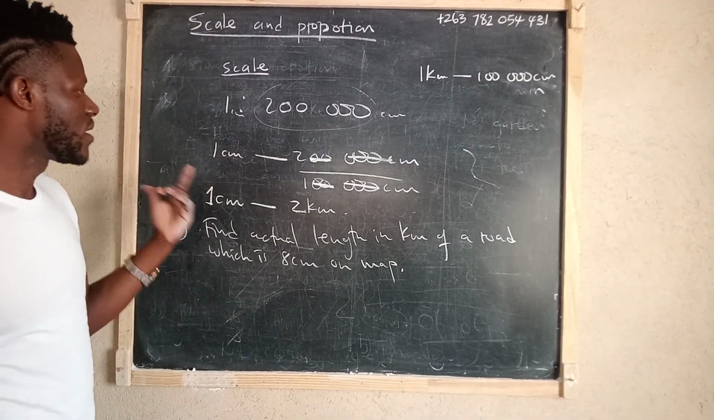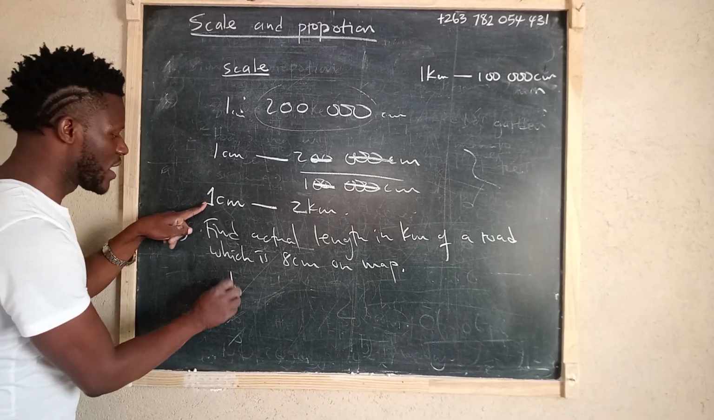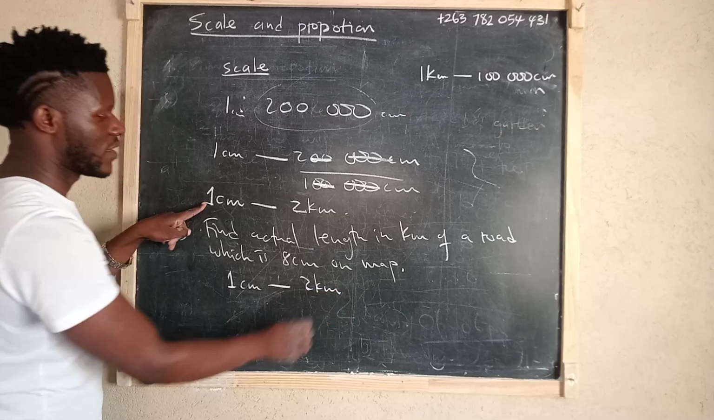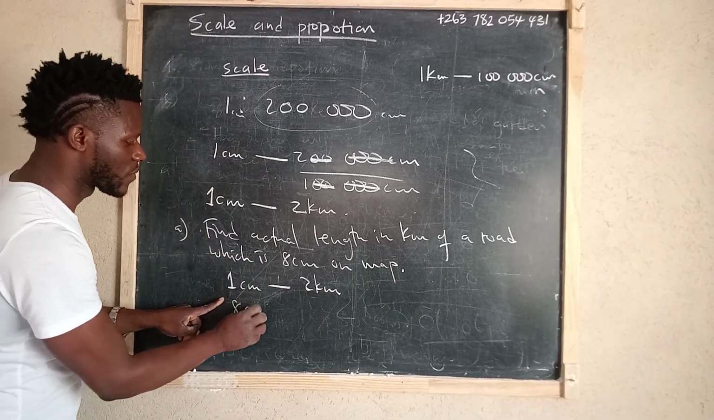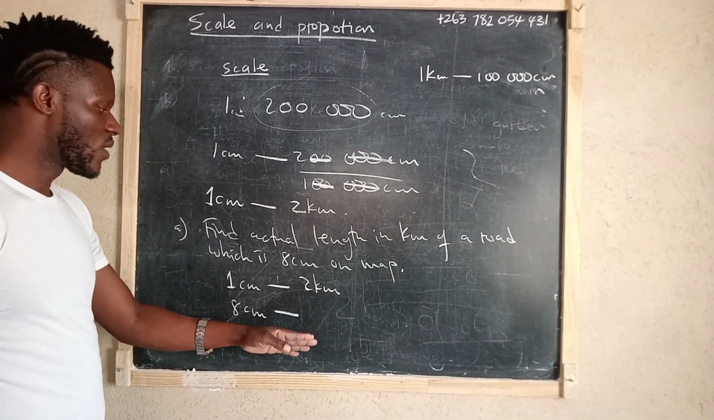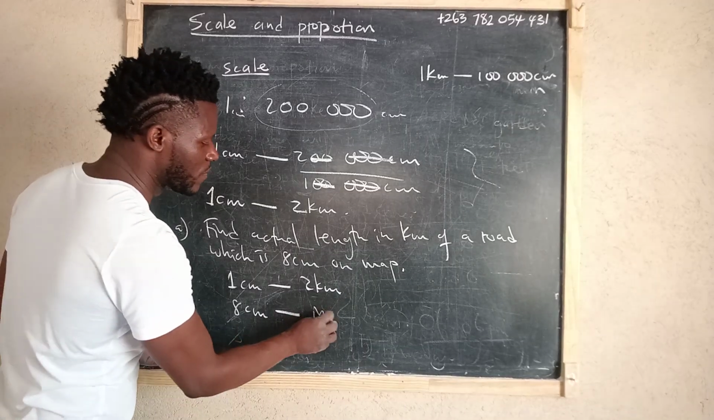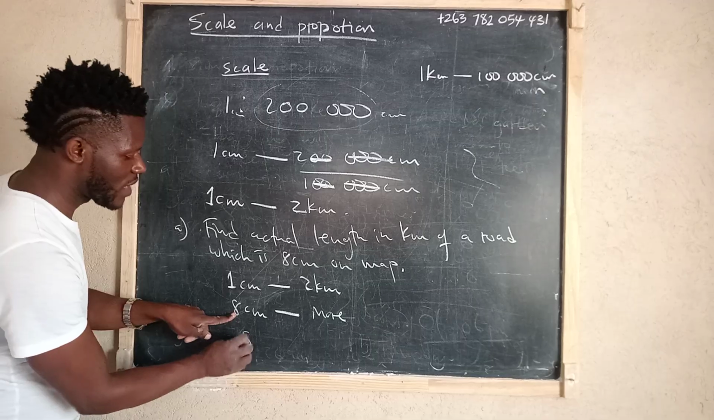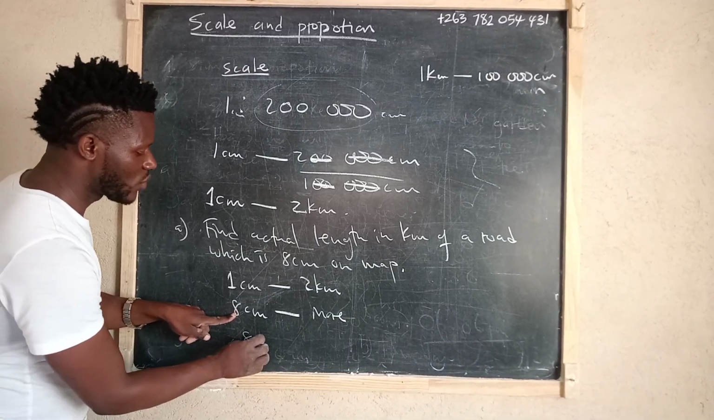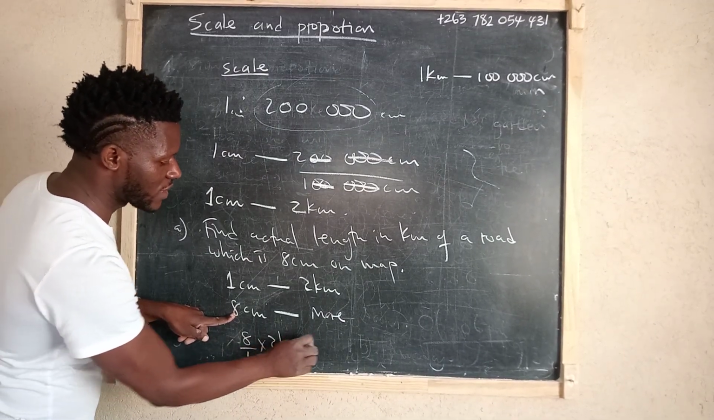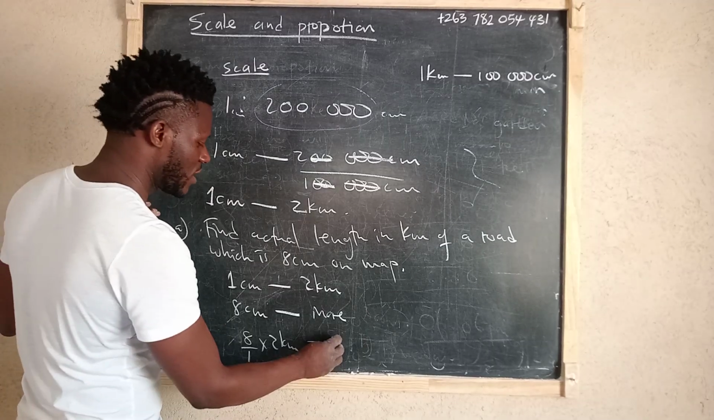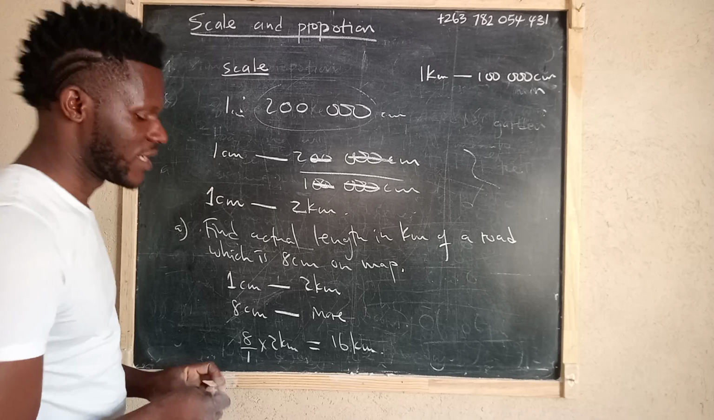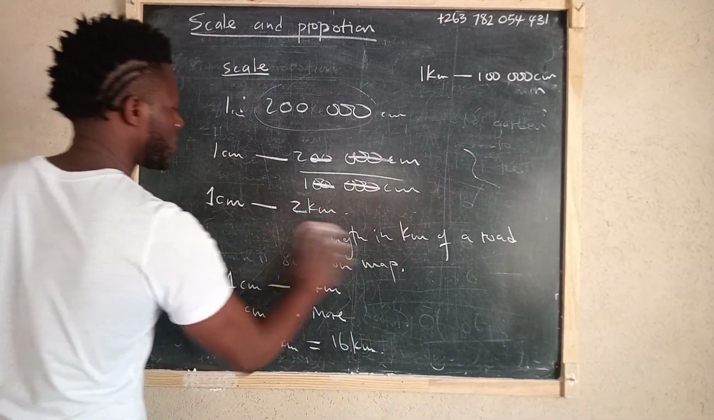Now you are using simple proportion using this scale. If 1 centimeter is representing 2 kilometers, then 8 centimeters will be representing more. If you want more, put the bigger number in the numerator, that's 8 over 1 times 2 kilometers. On the actual ground, the road is 16 kilometers. As simple as that. Let me present one more question.